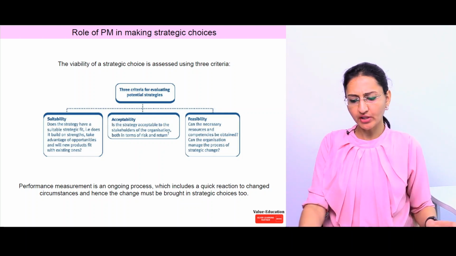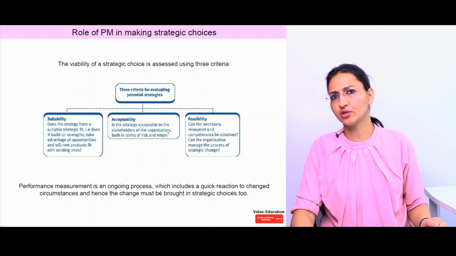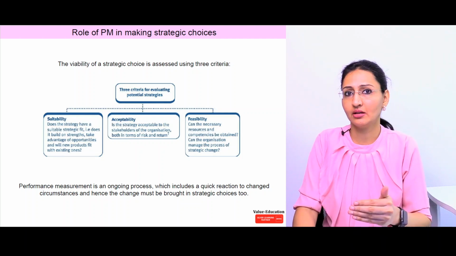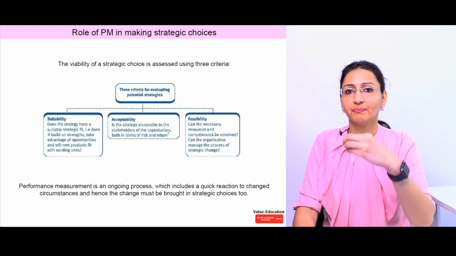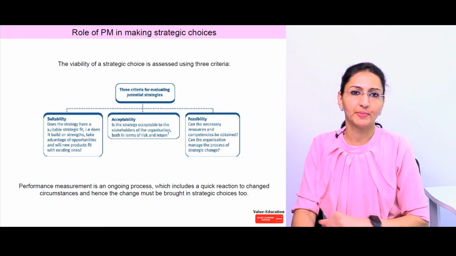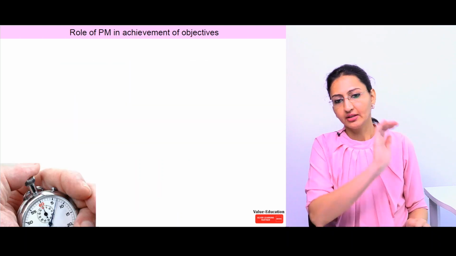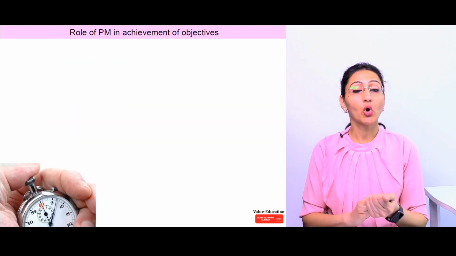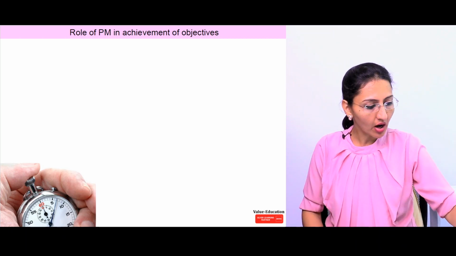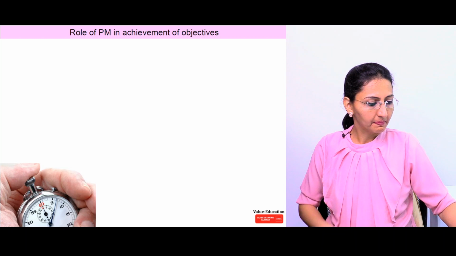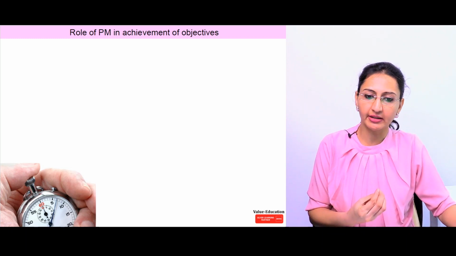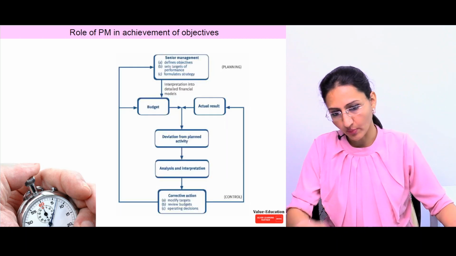So that's a simple point. Change circumstances, change your choices also. And these changed circumstances are brought into the consideration of decision making quickly by performance management, right? Now let's come to the role of PM or performance management in achievement of objectives. How can performance management help in achievement of objectives?